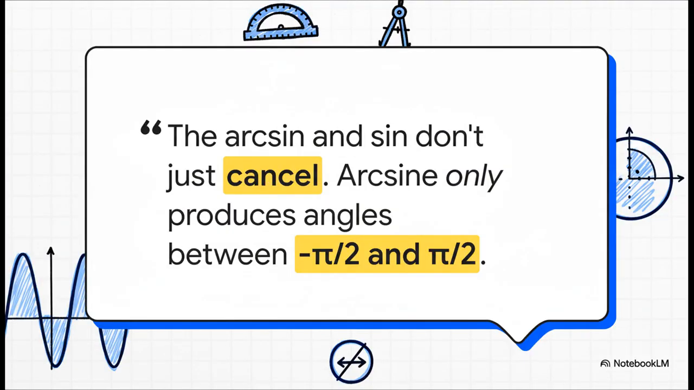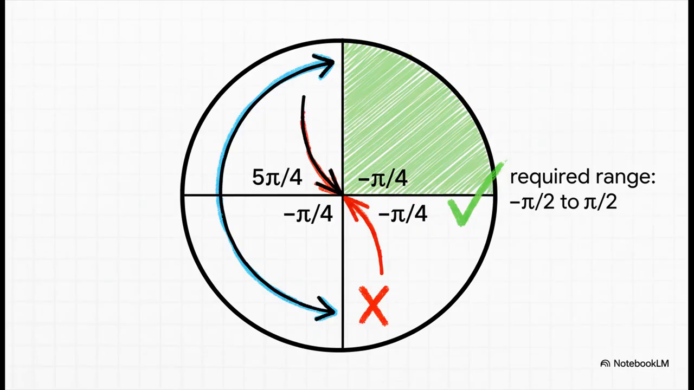The functions don't just blindly cancel each other out. The outer function, the arcsine, acts like a filter. It takes the result from the inside and then finds the equivalent angle that actually fits within its own strict predefined output range. And just to really see it, if you look at the unit circle, it all clicks.